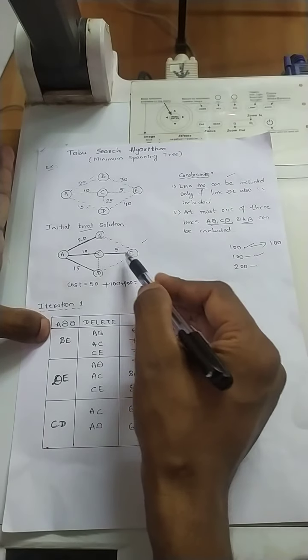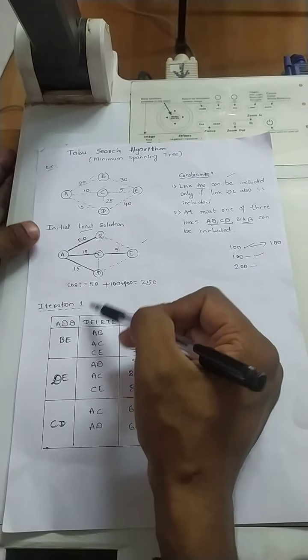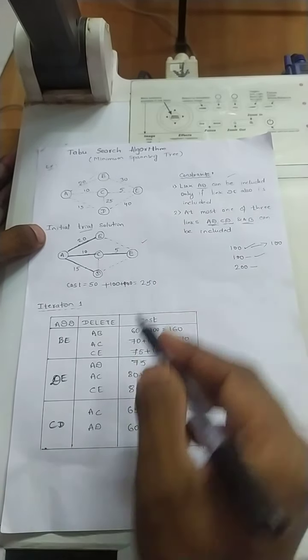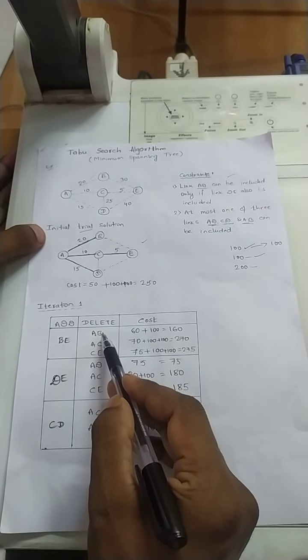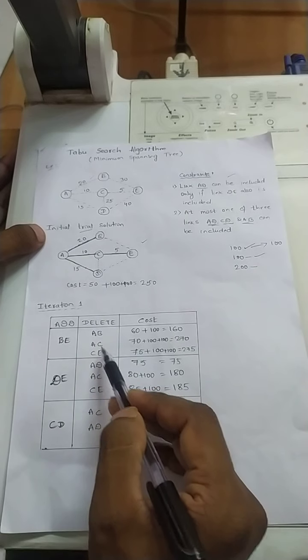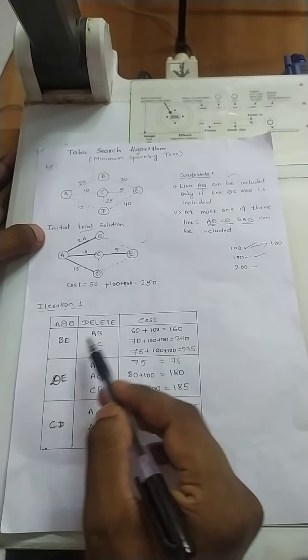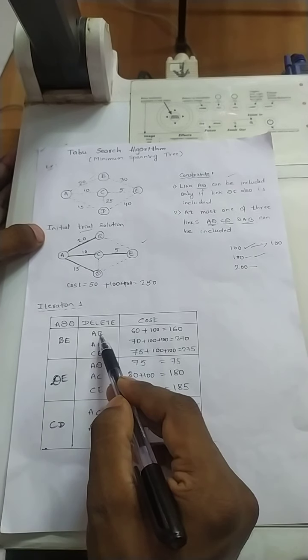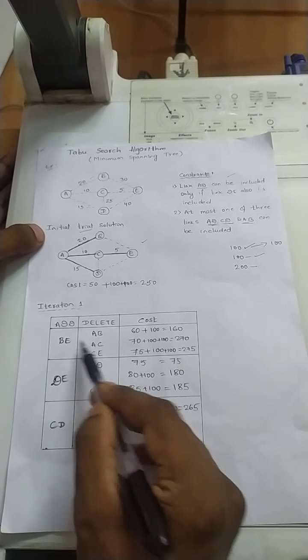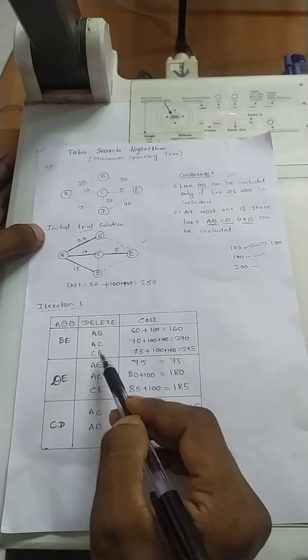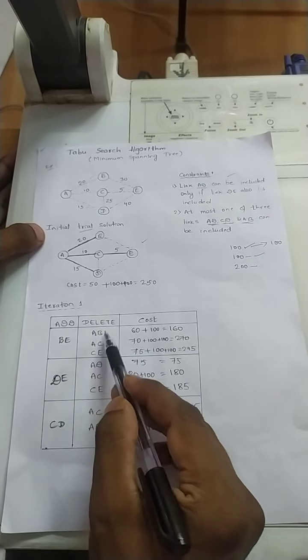Let us assume that in this trial solution we are adding BE. If I add this BE, then there are three possibilities of removing. I can either delete AB, AC, or CE. All these three are not deleted at a time. I'm taking the combinations: add BE, delete AB; or add BE, delete AC; or add BE, delete CE. So let us try the first combination.